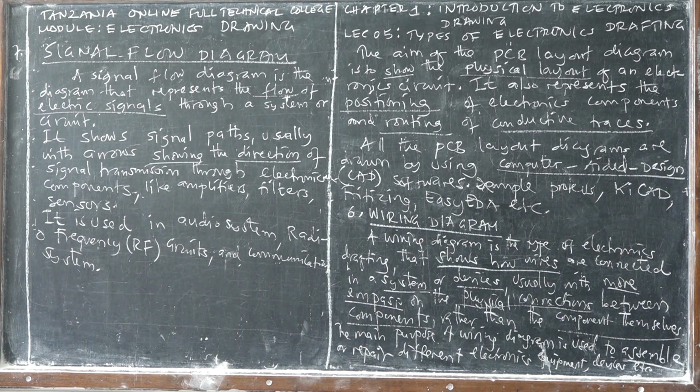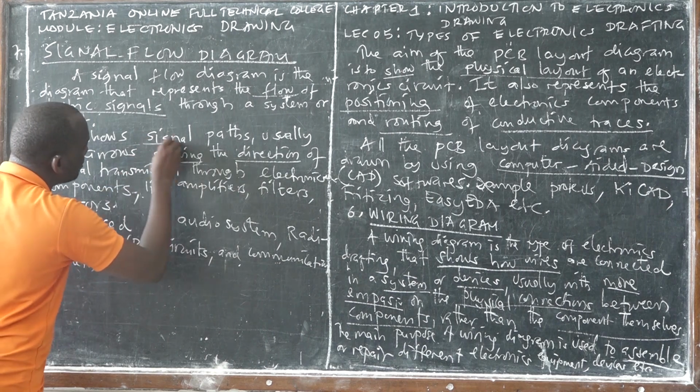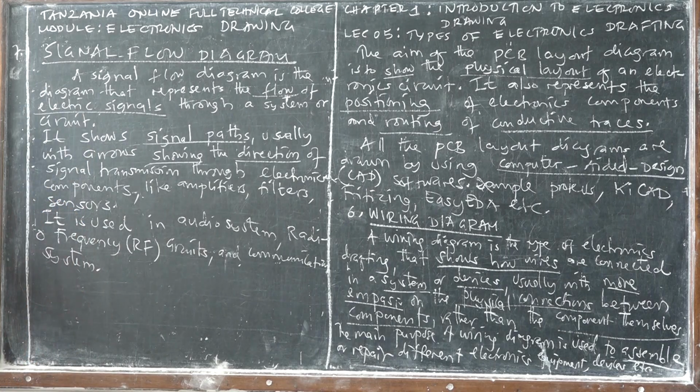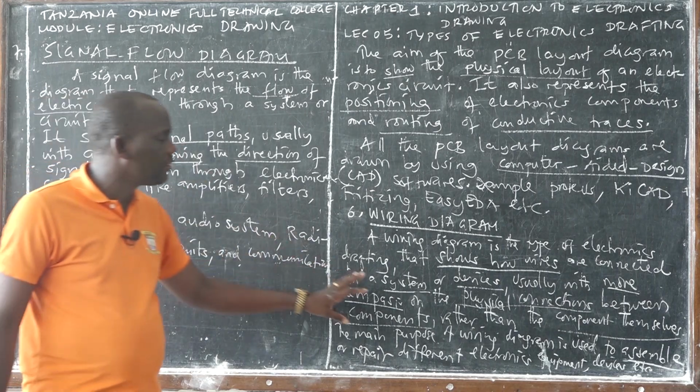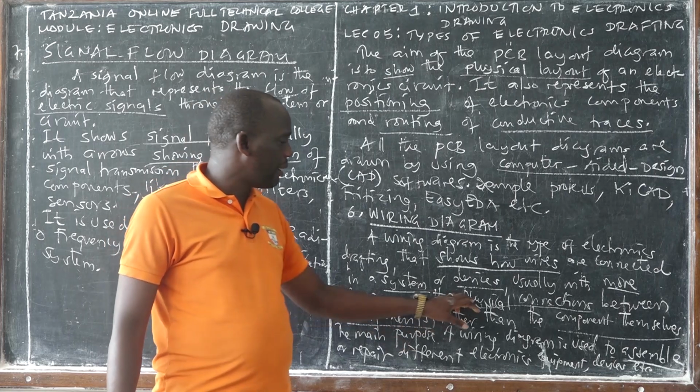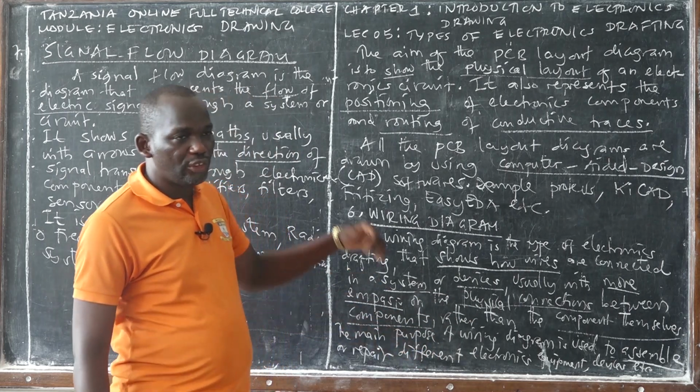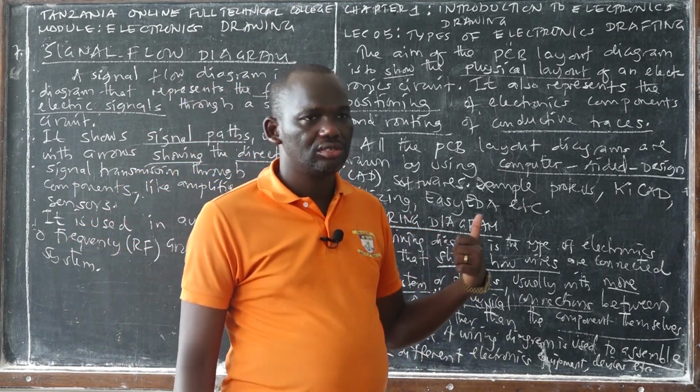Say signal flow diagram. Signal flow diagram. What is a signal flow diagram? Read the definition quickly. The signal flow diagram is a diagram that represents the flow of electric signals through a system or circuit. So what does it show? It shows the signal path. Remember, the signal path is a little bit different from the physical connections by using wires. So for this one, it shows signals.